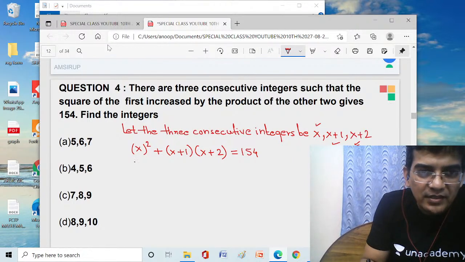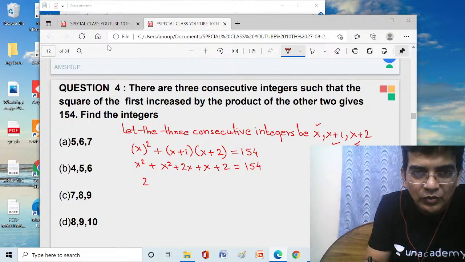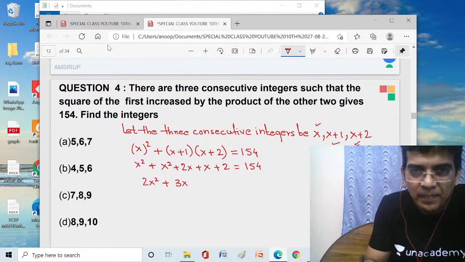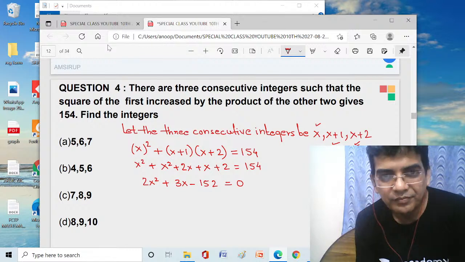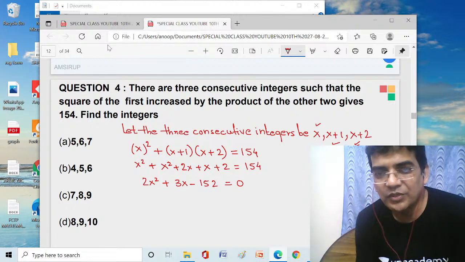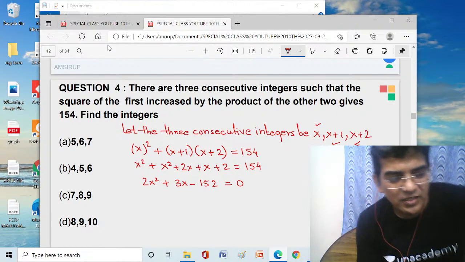Okay. Now let's open the bracket and see what type of equation I am going to get. So this will give you x square plus 2x plus x, then plus 2, and the result is 154. Right? So this will become 2x square plus 2x plus x, 3x, and you transfer 154 this side, it becomes minus 152. See, this was 154. When you transfer it this side, it becomes minus 154. So it will give you minus 152. And here you have got 3x, and x square plus x square will give me 2x square. So this is a quadratic equation that I have got.